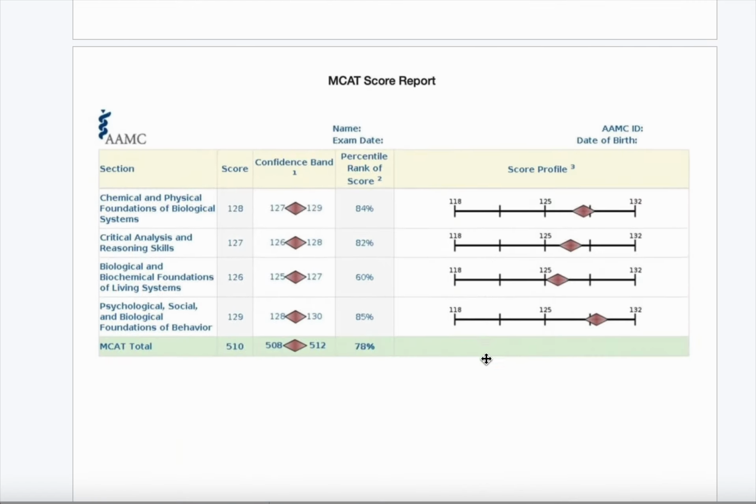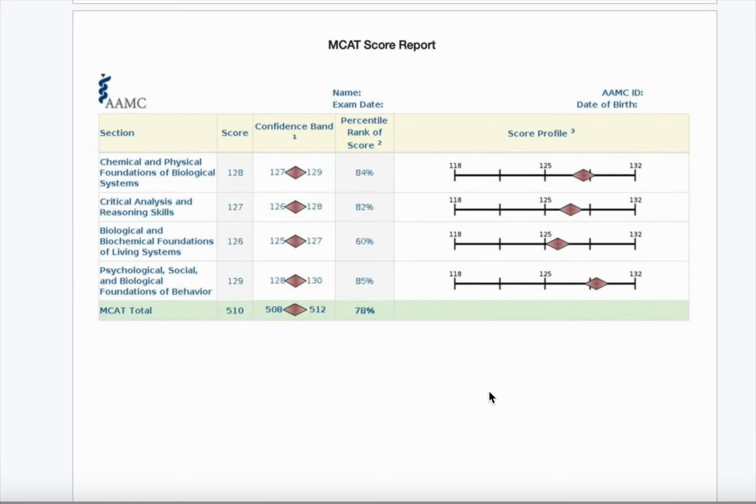Okay, this is what an MCAT score report is going to look like when you get it back. These little diamonds are scoping between the span of your score in that section. Here is the section score for each individual that I talked about. And then here's your percentile rank, like I said. Like if you're within the 84th percentile of all that took it, you're in the top 84% of everyone that took that exam. Obviously, you want these to be as high as possible.